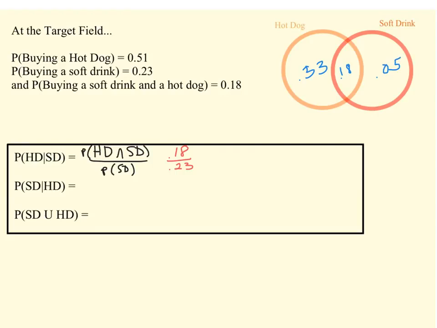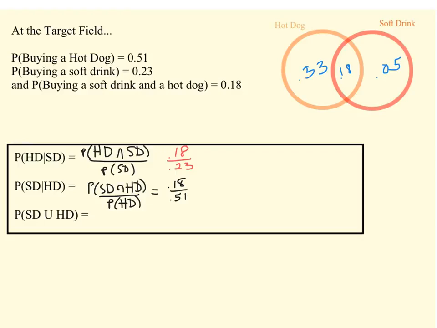Next, the probability of a soft drink given a hot dog. Okay, so by formula, it's going to be the probability of soft drink and hot dog divided by the probability of hot dog. So this is going to be 0.18 divided by 0.51. So not as large a value as the previous one.